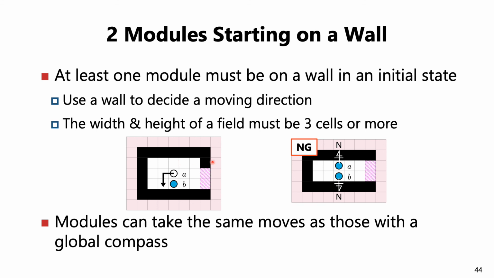But the width and height of a field must be 3 cells or more, because for some cases, modules cannot break symmetry. For example, in this case, both modules are along walls and decide to stay in the current cell because they have the same view, so they cannot move anymore.